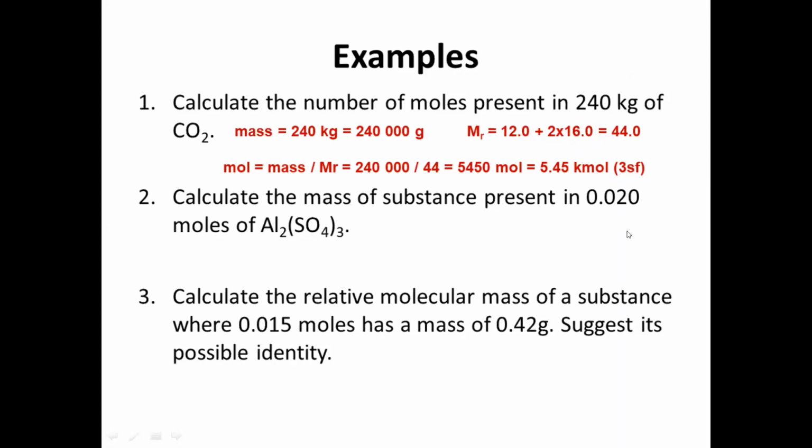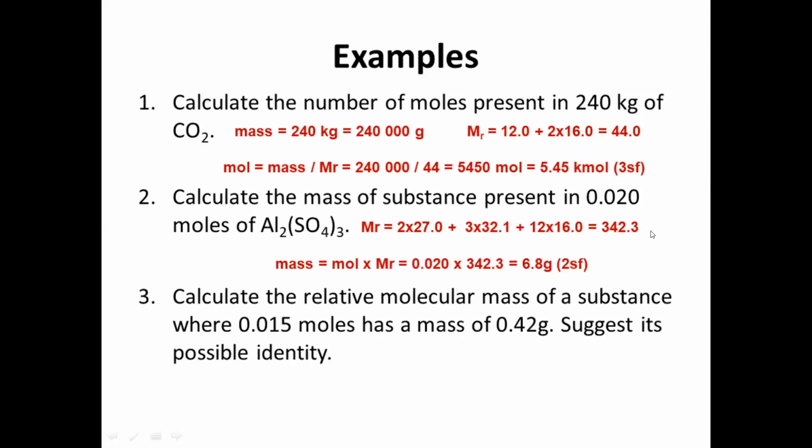Calculate the mass of substance present in 0.02 moles of aluminium sulfate. The formula is luckily there for you already. So you can work out the MR of the substance, which is a bit complicated. It's 342.3. You can see here the working out. And we've got the moles. So moles times MR is mass.